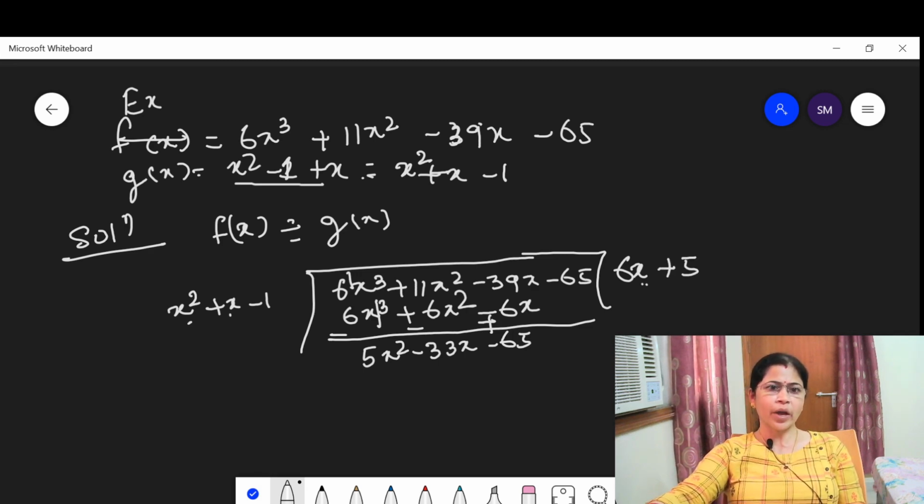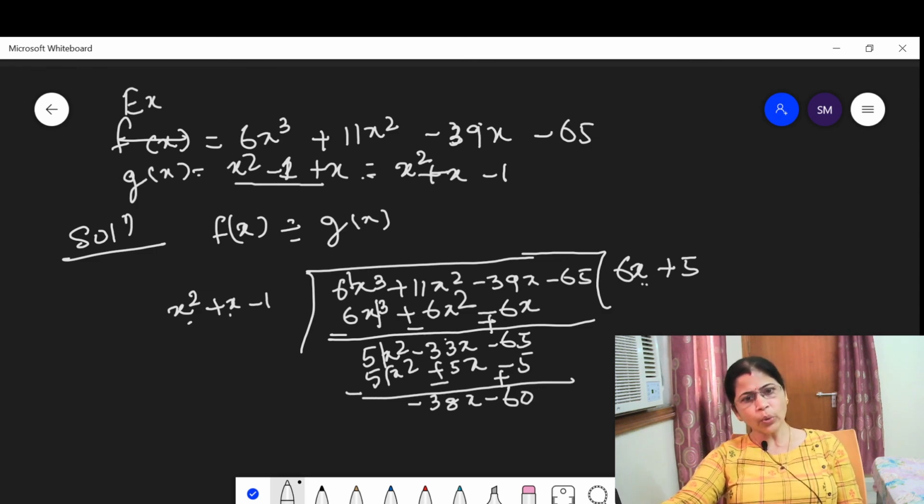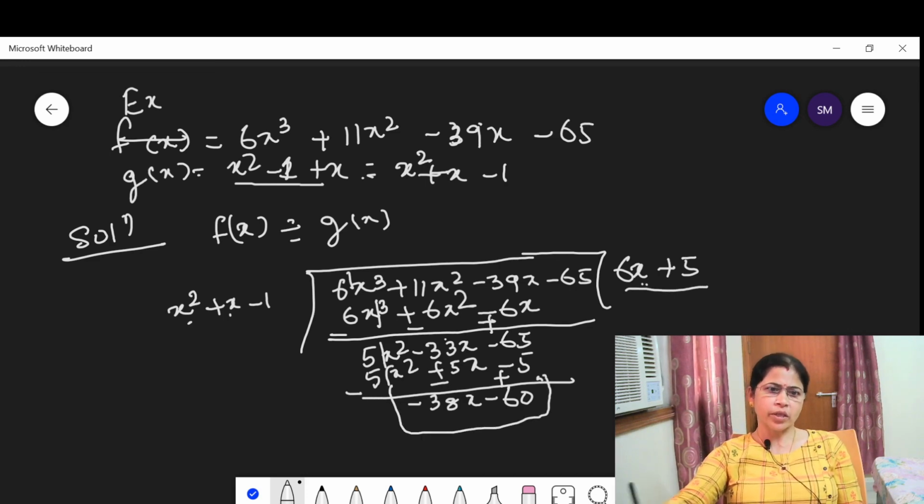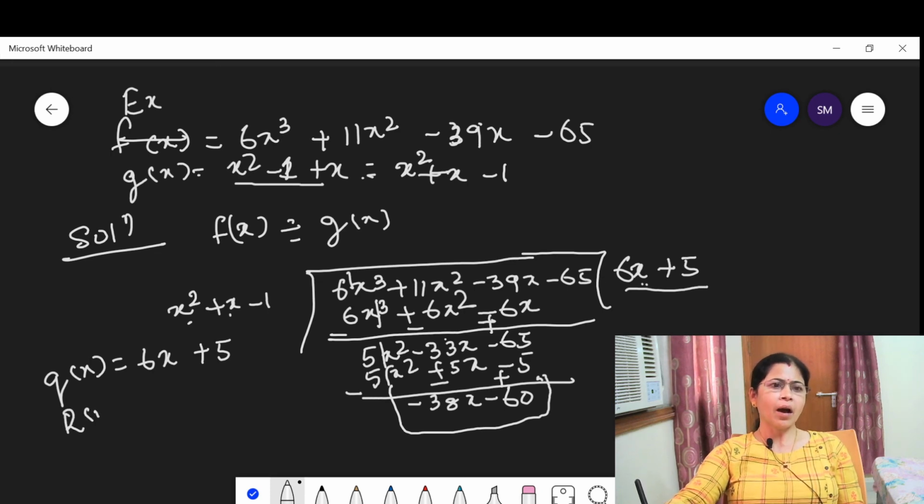5 when multiplied with x square gives 5x square. Then 5 into x is plus 5x. 5 into minus 1 is minus 5. Then when you subtract, you get minus 33x minus 5x, which means minus 38x, and minus 65 plus 5 is minus 60. Can you do next? No. Here we cannot divide more. Then this is the remainder. This is the quotient: q(x) is equal to 6x plus 5 and the remainder r(x) is equal to minus 38x minus 60.